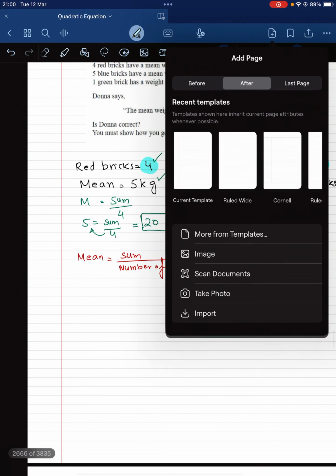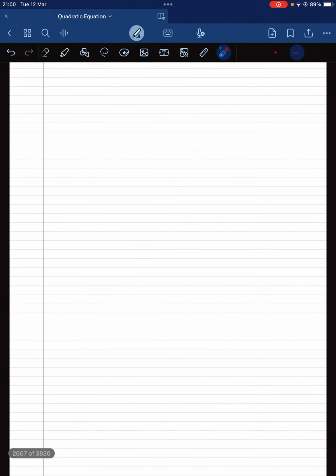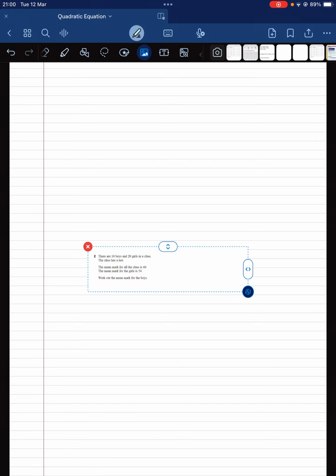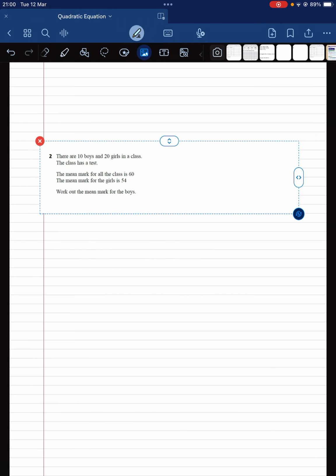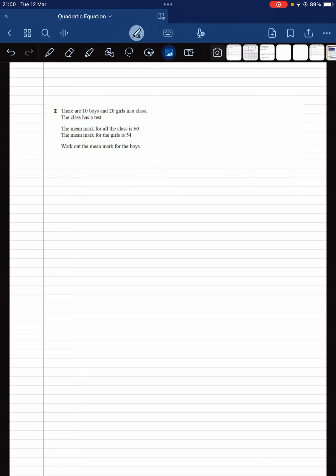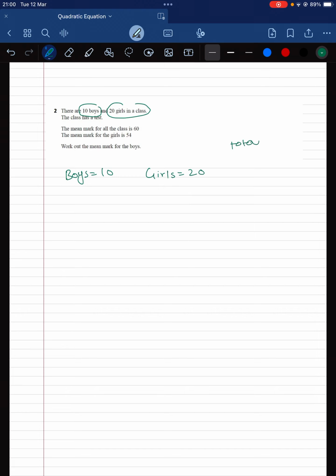Okay, we do one more example. This is quite a similar question, so let's see. We have 10 boys and 20 girls in a class and they have a test. So basically boys is equal to 10, girls is equal to 20, and it means that we have a total of 30 students in the class. The mean mark of all the class is 60. Mean is equal to 60.